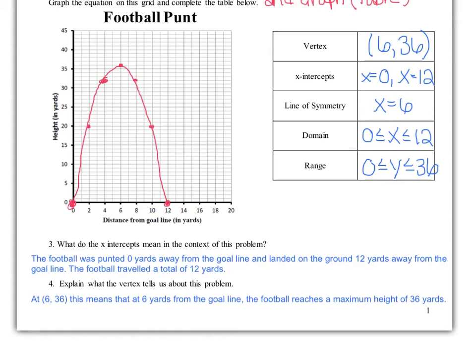Explain what the vertex tells us about the problem. Well, the vertex is the point at which the parabola stops increasing and starts decreasing. So the vertex tells us how far away from the goal line the football was when it reached its maximum height. It tells us what our maximum height is, which was 36 yards.